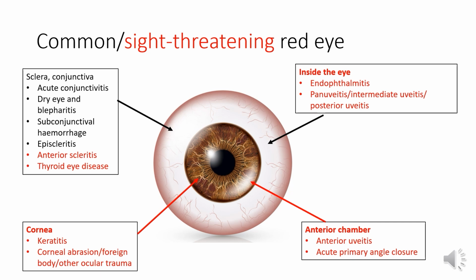Now I have highlighted the sight-threatening causes in red. So those involving the cornea, anterior chamber, and things that happen inside the eye could be sight-threatening. Notice that subconjunctival hemorrhage is usually not sight-threatening, but if it is severe, involving 360 degrees, especially with a history of trauma, then you worry about a ruptured eyeball. Anterior scleritis and thyroid eye disease could be sight-threatening. However, they might not look very aggressive sometimes, and so history taking is important.